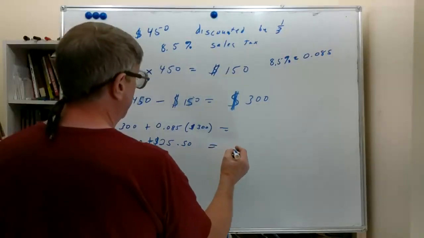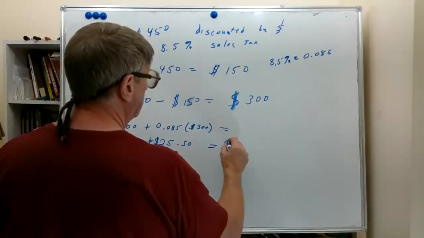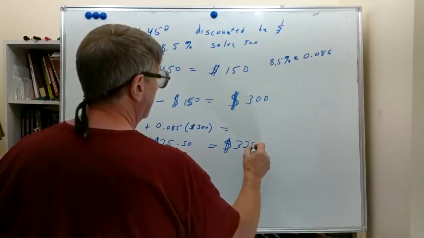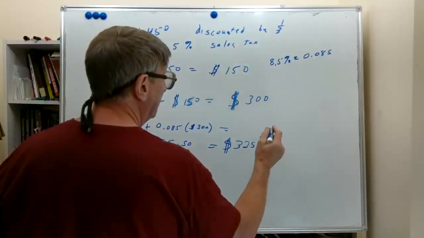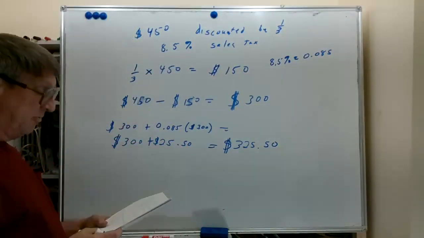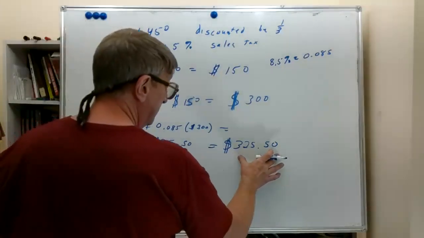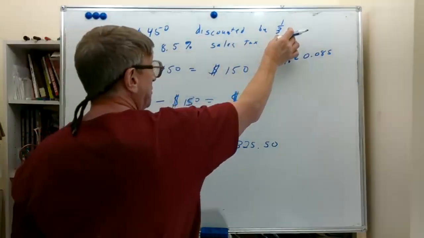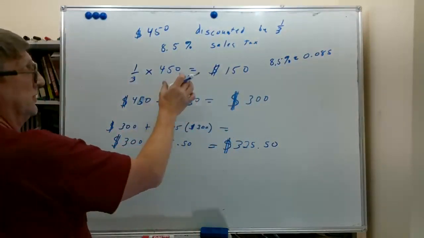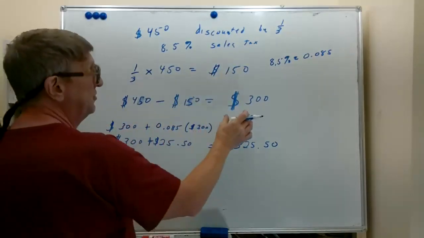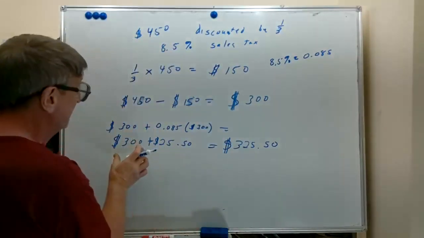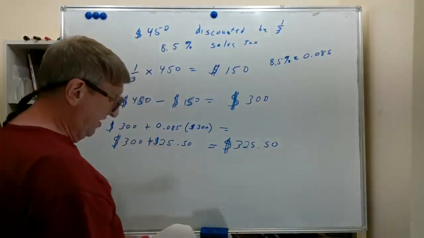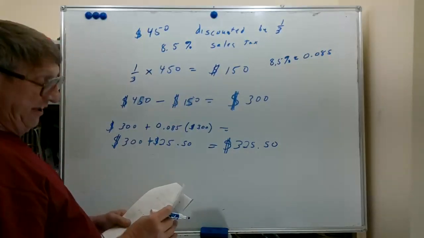We add those together, we have to pull out of our wallet and hand to the clerk at the store $325.50. Write a check, your MasterCard, whatever. That's how much money we got to give them to take the bicycle home that was originally $450, was discounted by 1/3, which was a $150 discount, which came to a discounted price of $300. The discounted price of $300 plus the sales tax on $300, $325.50. Sounds like a fairly good sale.